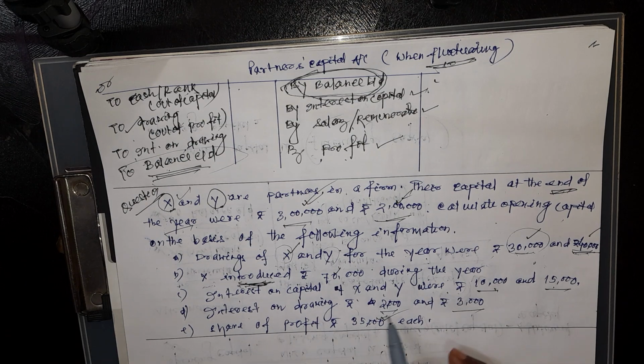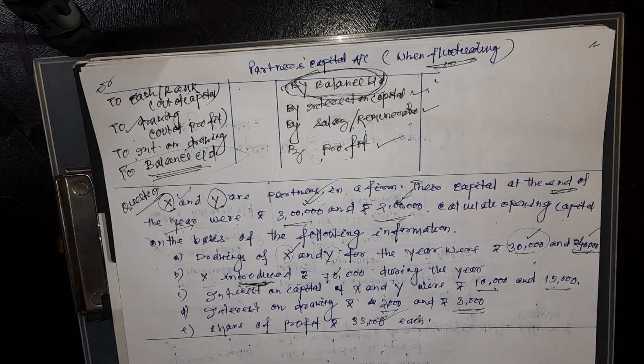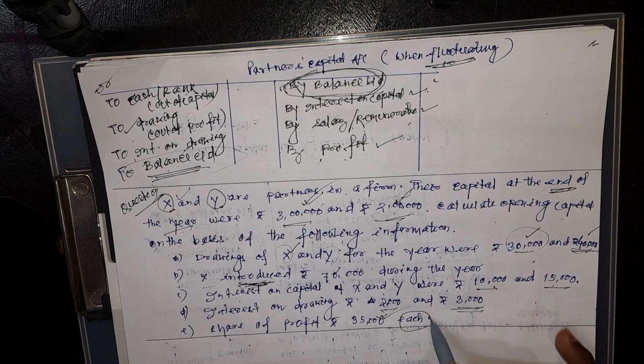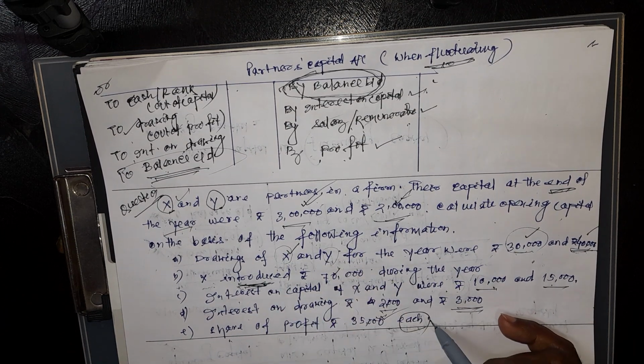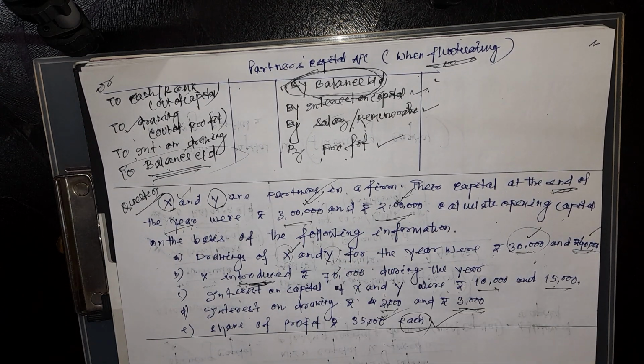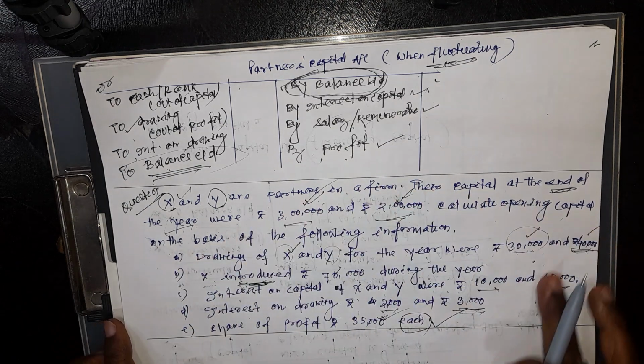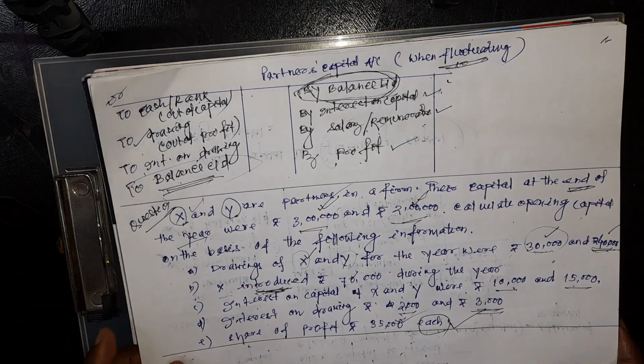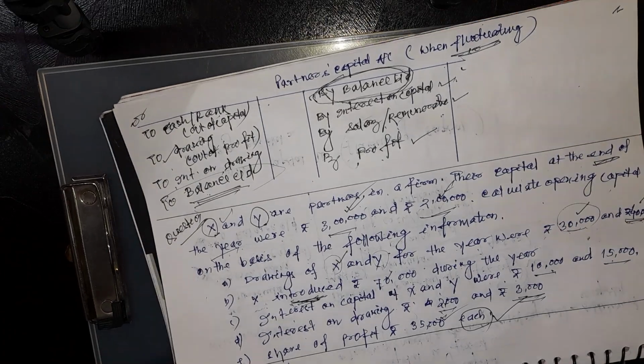Then interest on drawings was rupees 2,000 and 3,000. Then it is written share of profit of rupees 35,000 each, meaning both. X will get 35,000, Y will also get 35,000. So on the basis of this information, now I am going to solve this question, how to calculate the opening capital.